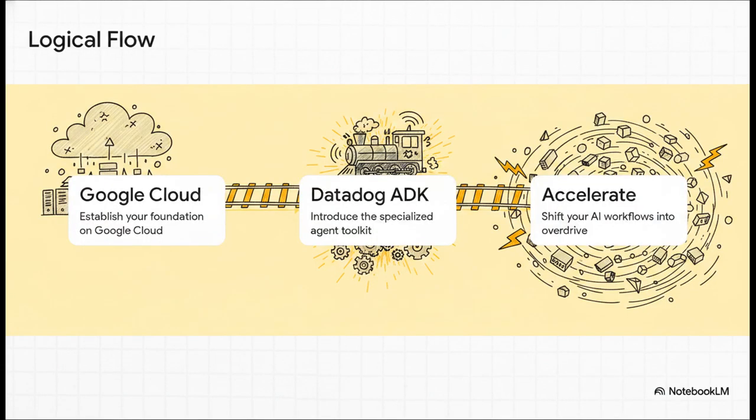Now, for the tech decision makers tuning in, let's look at the logical step-by-step flow of the user experience here. Step 1, you build your foundation on Google Cloud. Step 2, you introduce the Datadog ADK into that ecosystem. And here's the best part. Because your foundation is already established, introducing the ADK doesn't require some massive re-architecture. It slots seamlessly right into your existing pipelines. Then, step 3, you immediately accelerate your AI workflows. Your time to value is drastically reduced because you aren't spending weeks manually instrumenting your code. You lay the tracks, upgrade the engine with the ADK, and accelerate directly into deployment.